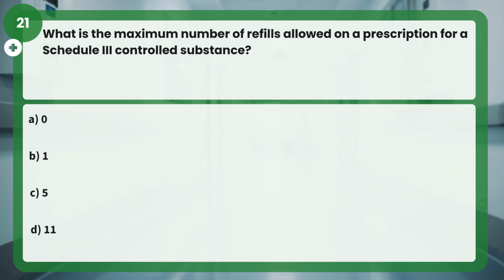Question 21. What is the maximum number of refills allowed on a prescription for a Schedule III controlled substance? A. 0. B. 1. C. 5. D. 11.